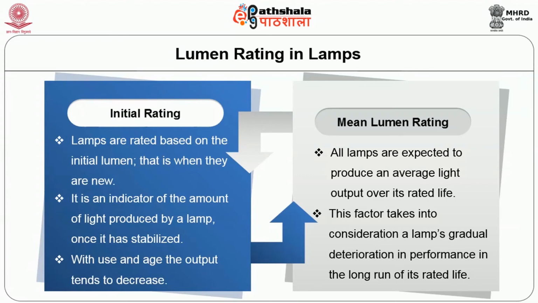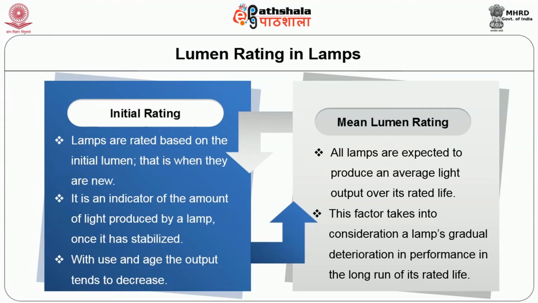Lumen rating in lamps, how is it understood? There are two types of ratings. What are they? First one is initial rating. Lamps are rated based on the initial lumen, that is when they are new. It is an indicator of the amount of light produced by a lamp once it has stabilized. With use and age, the output tends to decrease.